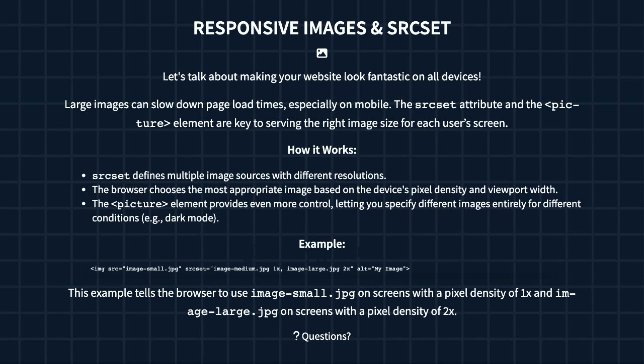Okay, so let's get our images working really well across all devices. A big problem is that huge image files can make websites slow to load, especially on phones. To fix this, we use something called srcset and the <picture> element. Basically, srcset lets us give the browser multiple versions of an image, one small, one medium, one large, and it figures out which one is best for the user's screen size.